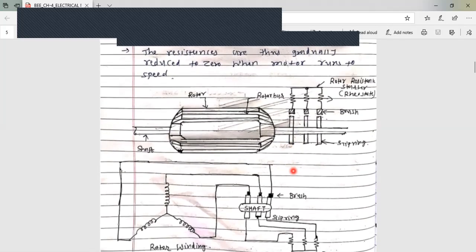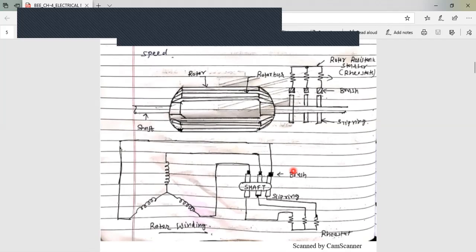So this is the figure, slip ring type rotor. This is the rotor and these are the rotor bars on the outer periphery. This is the shaft. But here two extra components are added, brush and slip rings. That's why it is also known as slip ring rotor. And these are the external resistances, rheostats. It is a figure of the same type of rotor, but here windings are star connected. So this is brush, shaft, slip ring, and rheostats.